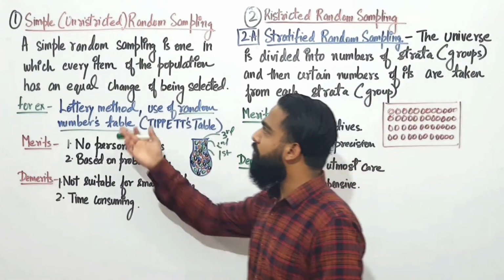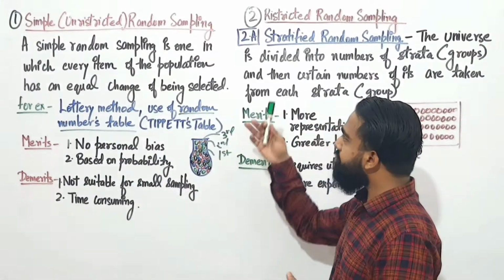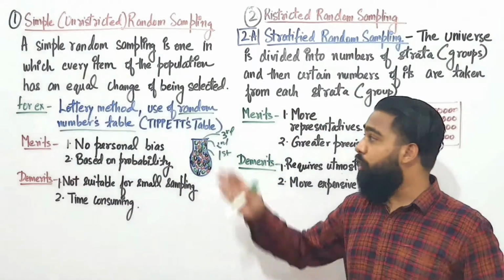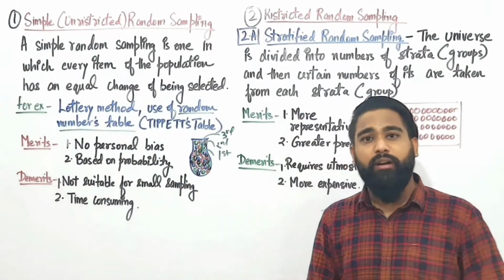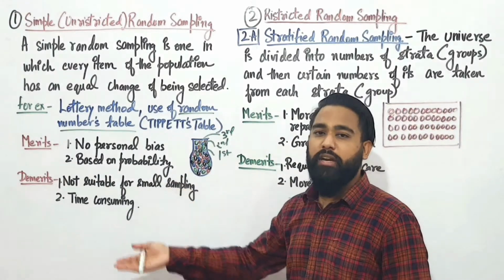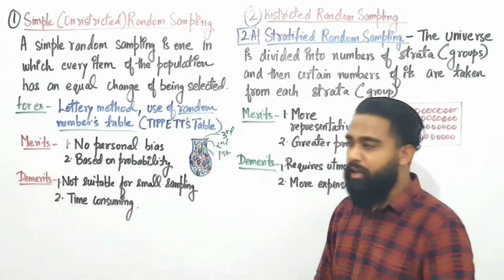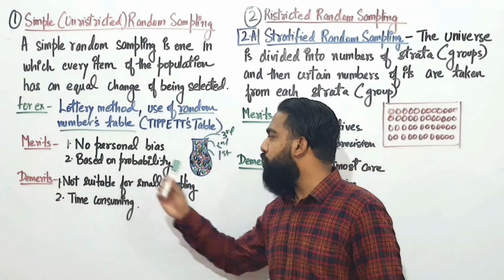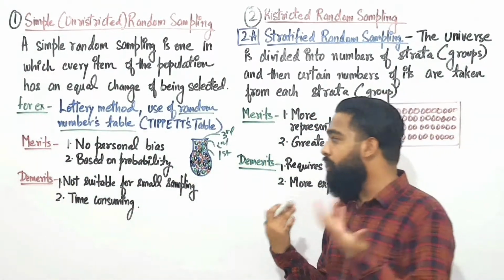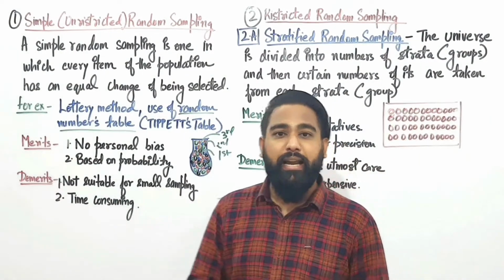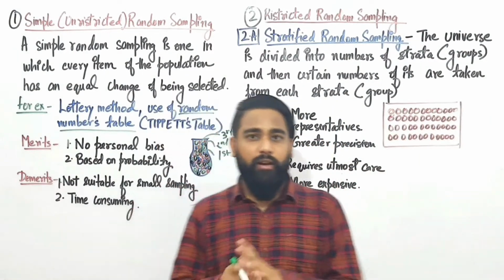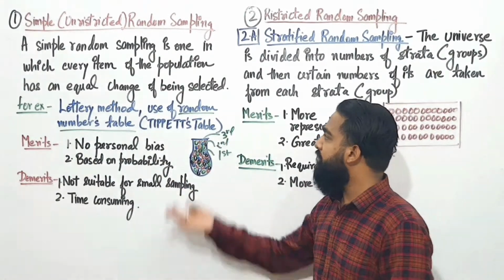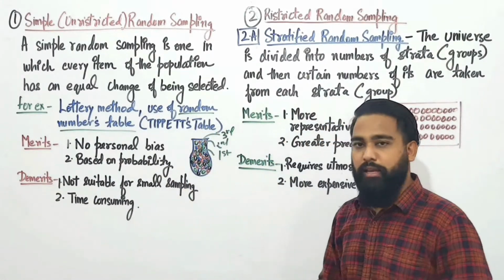Now, what are the merits of simple unrestricted random sampling? The merit is there is no personal bias, because we are using a lottery method. How can we cheat? Nobody can cheat, nobody can be biased, nobody can be judgmental. It is based on probability, on luck. You cannot select by yourself. It's just a matter of probability, and anybody can have the opportunity of being selected as the sample.